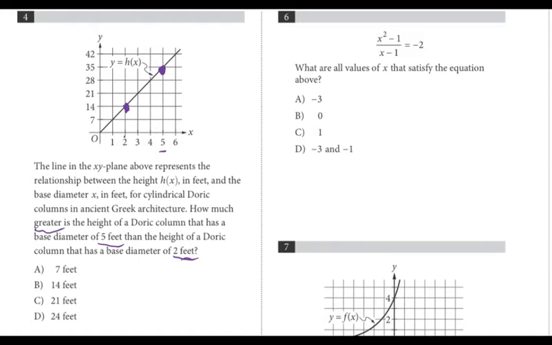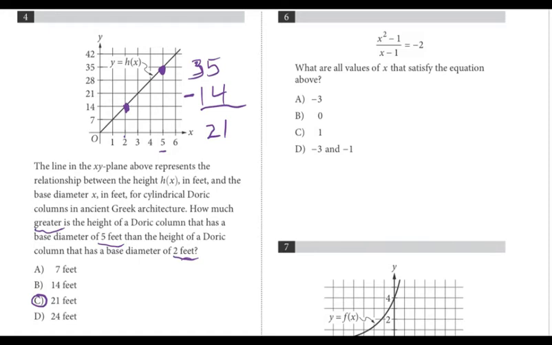So looking at the y-axis, 35 at 5, and let's subtract at 2, it's 14. That's, I guess, the height of the Doric column. And the difference is 21 feet. Answer choice C. It's mostly reading the chart, reading this linear graph of a line.